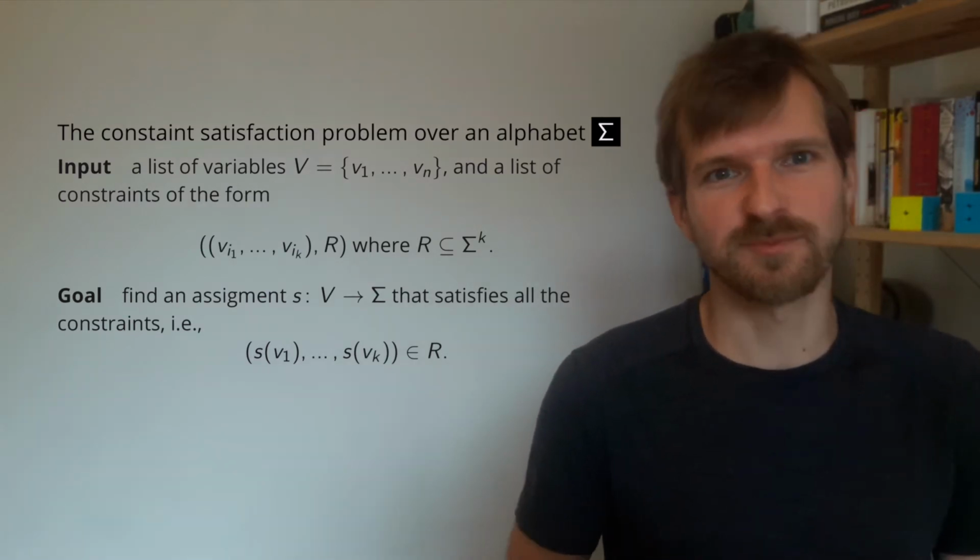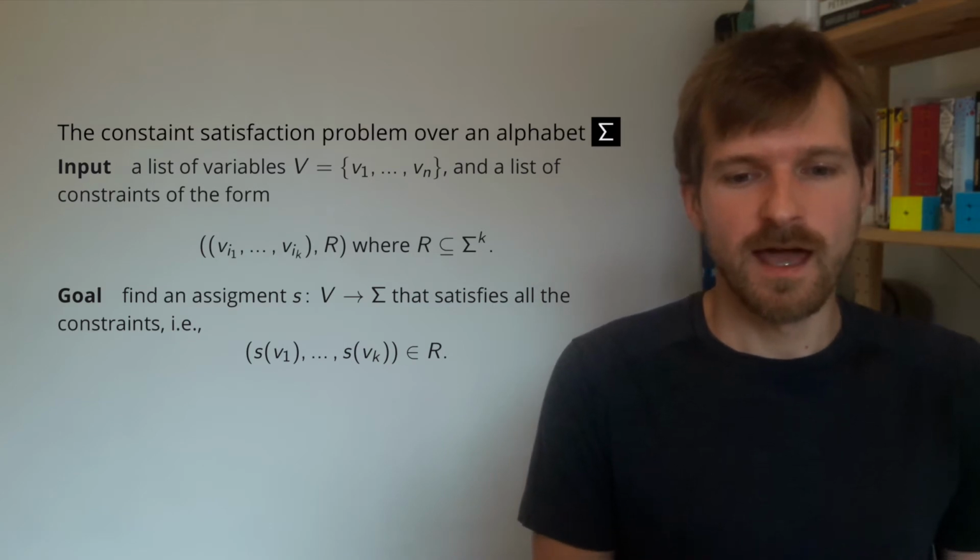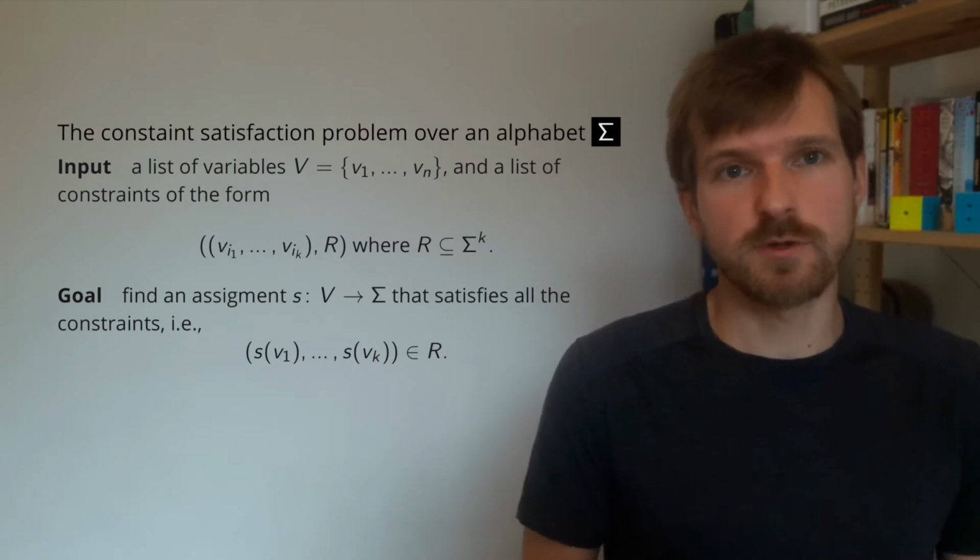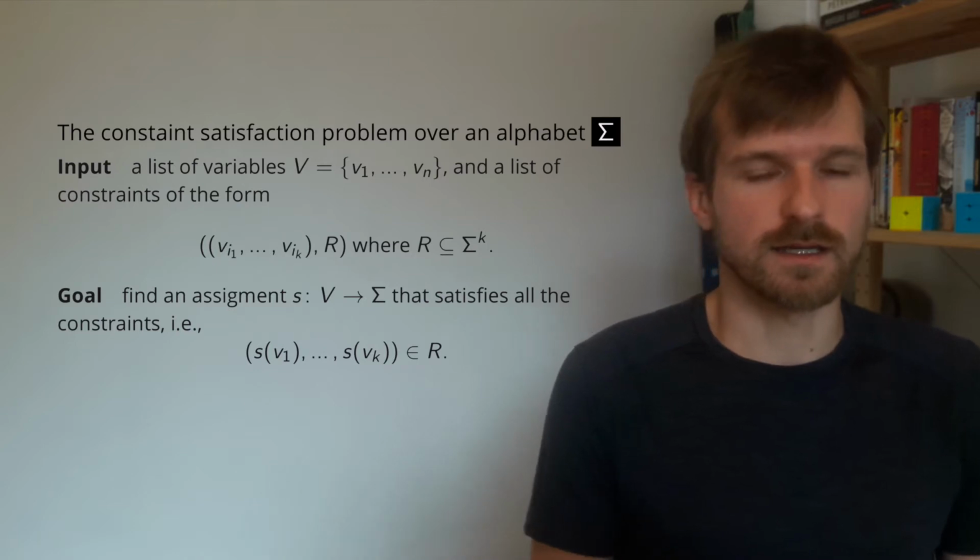The constraint satisfaction problem is in general NP-complete. But what we usually do is we somehow restrict the relations that can appear in the constraints.